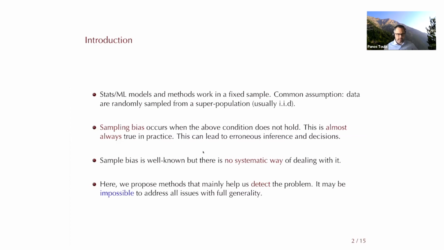My first argument is that, in general, it's impossible to address the issue with full generality, but there is something we can do about it. We can be optimistic and ambitious and perhaps try to address simpler questions. Today, I will try to address the detection of sample bias, which is an easier question than trying to address the bias completely.